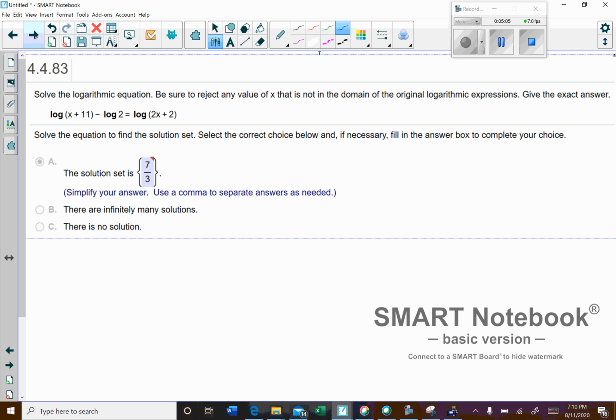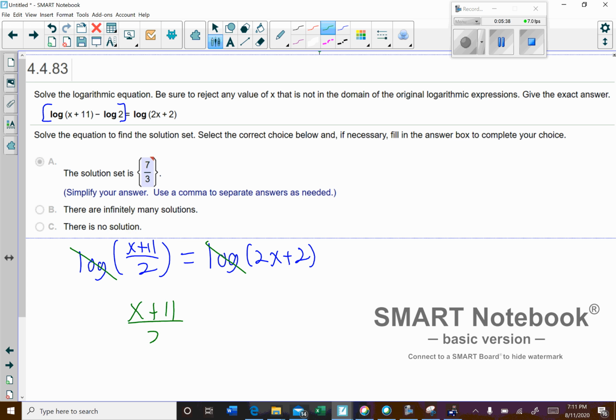Okay, so this one, what we have to do here is we have logs on both sides. So what we're going to have to start by doing is condensing the left side. So that would become log of x plus 11 all over 2 equals log of 2x plus 2. And then this is a one-to-one property again. What we can do here is remove the logs and then just set those equal to each other and solve. So let's see, we got x plus 11 over 2 equals 2x plus 2.